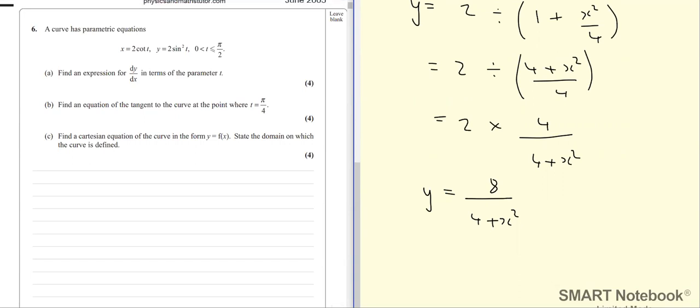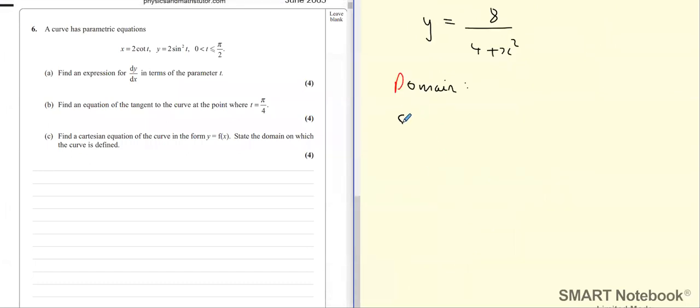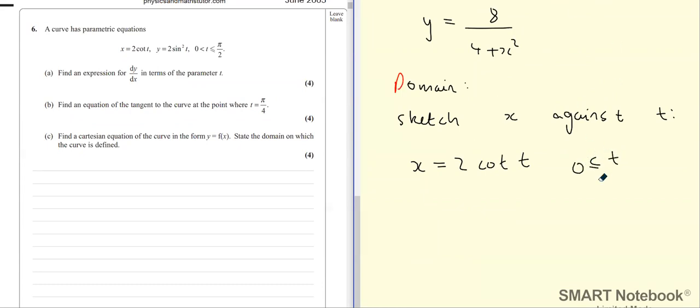Now, are we still done with the question? No, we aren't, because it's saying state the domain on which the curve is defined. So to work out the domain, we need to sketch x against t. Okay, so here, if we think about it, we need to sketch x equals 2 cot t, in the range of t is strictly greater than 0 and less than or equal to pi over 2.